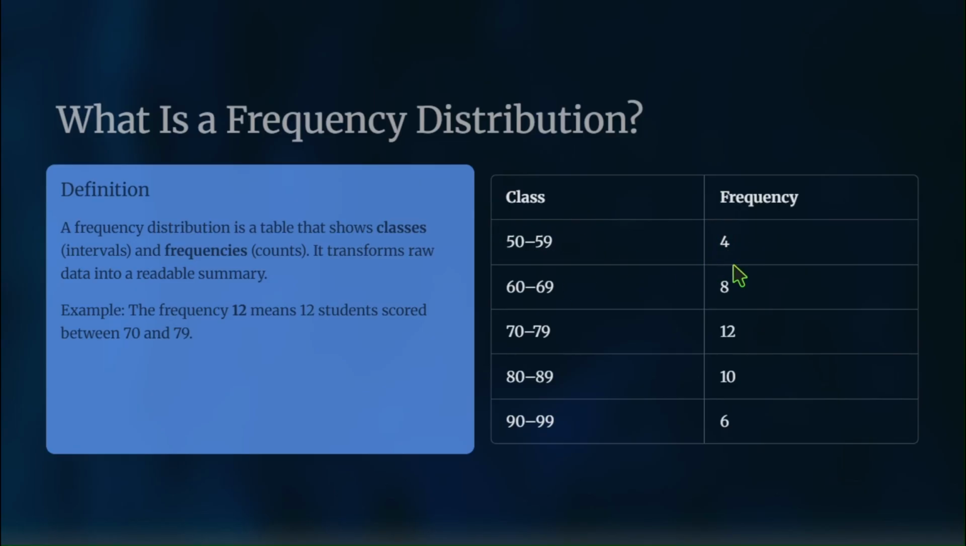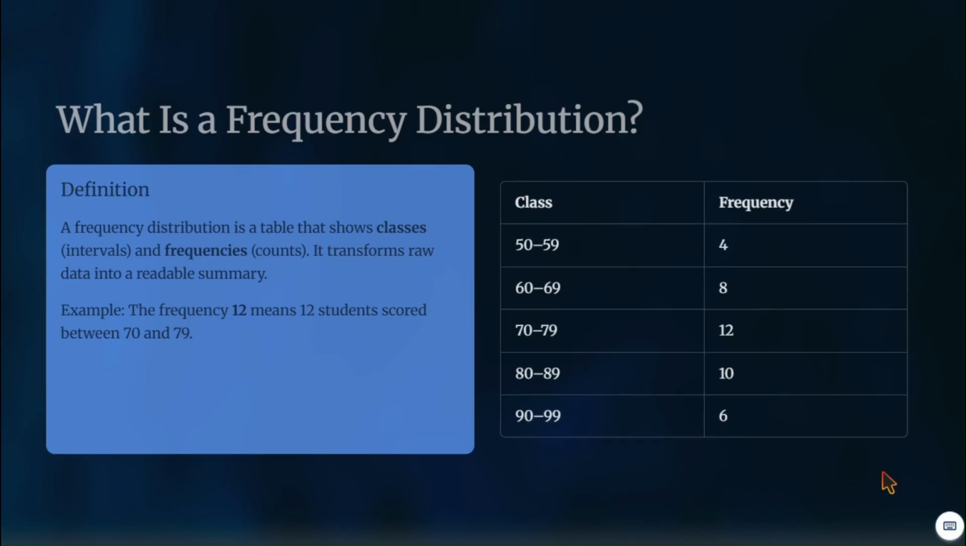So there are 4 values that fall in the range of 50 to 59. There are 8 values that fall in the range of 60 to 69. There are 12 values that fall in the range from 70 to 79, so on and so forth.